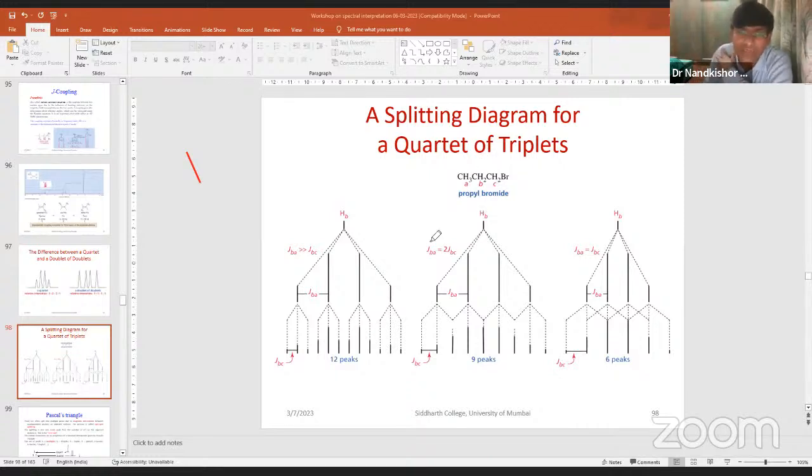Now, the coupling constant plays a vital role here in showing the appearance of the split peak in the actual spectrum. Now look here. If the coupling constant of one of the protons is very, very small, then what will happen?